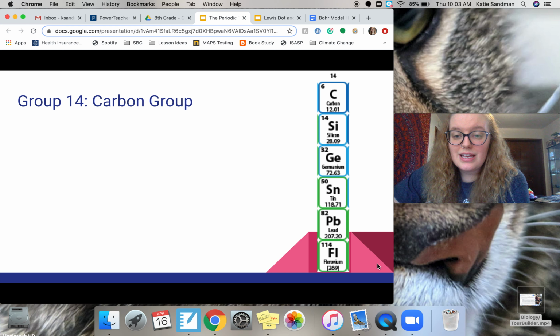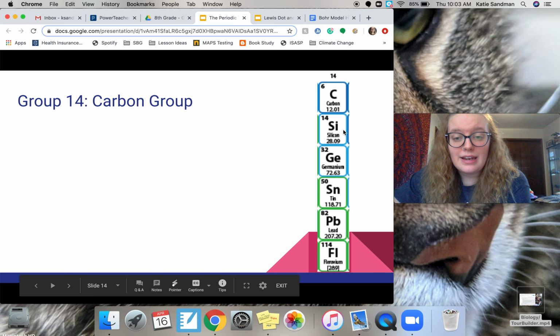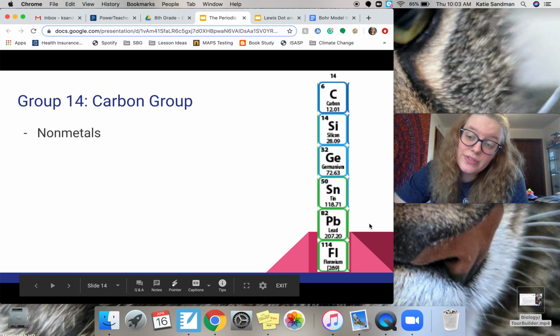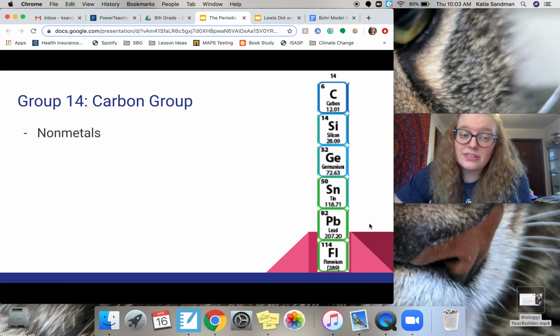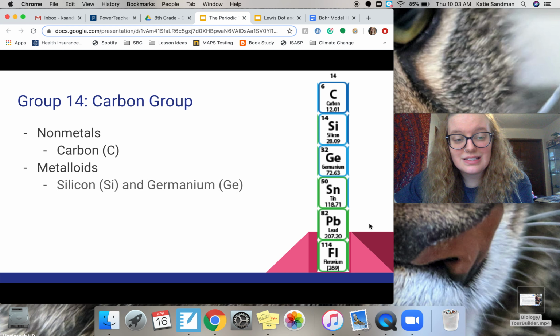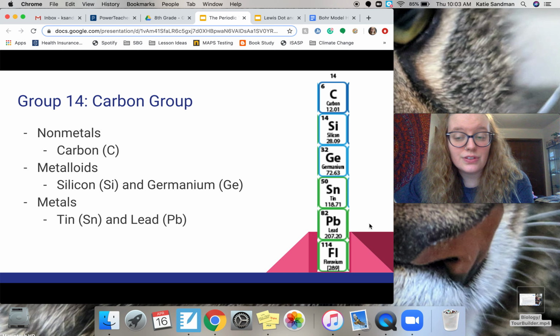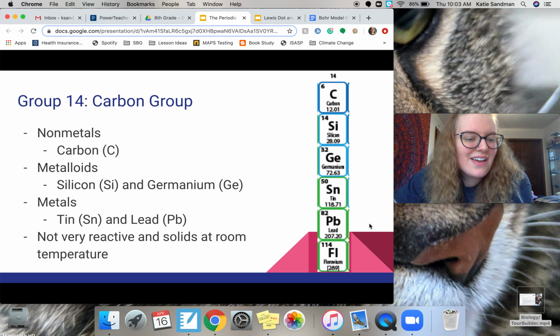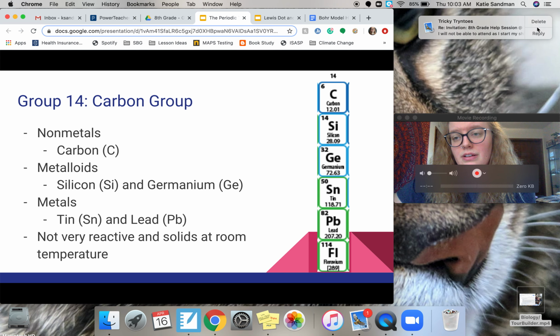Group 14 is our carbon group, again named after carbon, the first element there. This is where we start to see our nonmetals as well. So nonmetals, that's carbon. Our metalloids are silicon and germanium. Our metals are tin, lead, and flerovium. These ones are not very reactive, and they're also solids at room temperature.